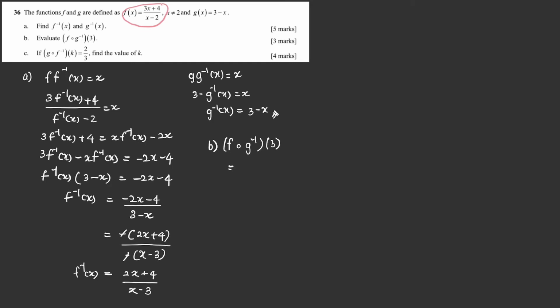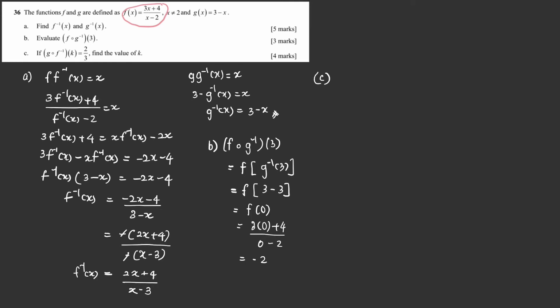Okay, maksudnya kita akan masukkan g inverse of 3 dalam function kita. So g inverse of 3 tu apa dia? 3 minus 3. 3 minus 3 adalah kosong. So kosong masukkan pula dalam function f kita, which means there will be 3 of 0 plus 4 over 0 minus 2. So 4 bahagi negatif 2 dapatlah jawapan negatif 2. Settle part B.